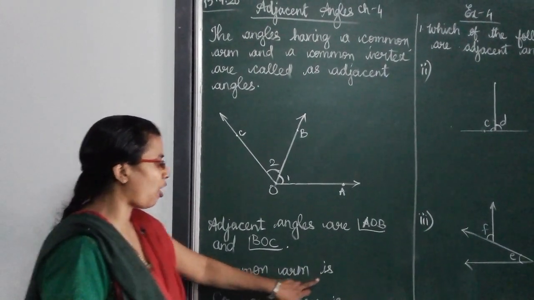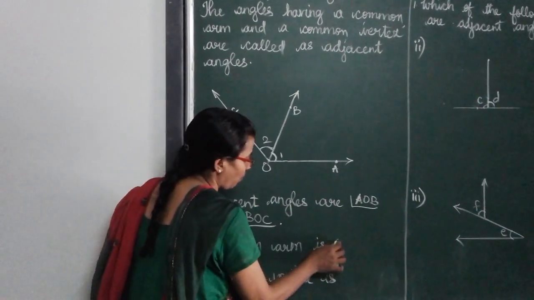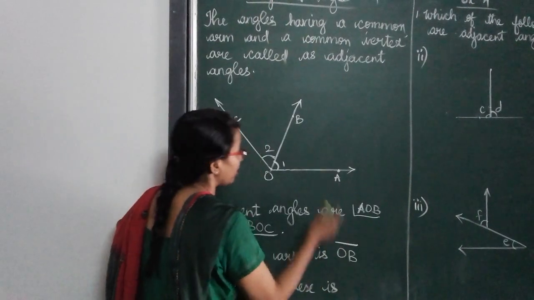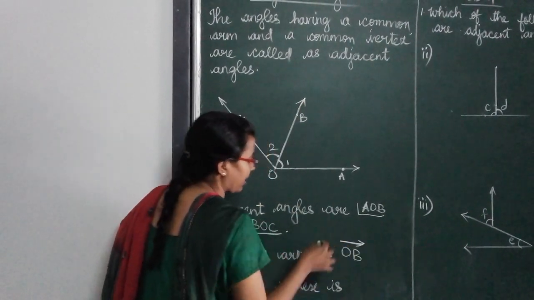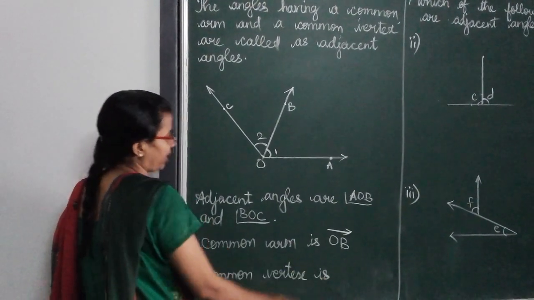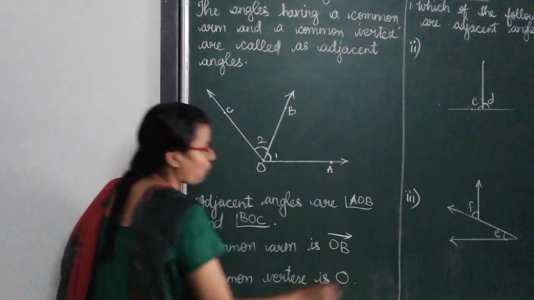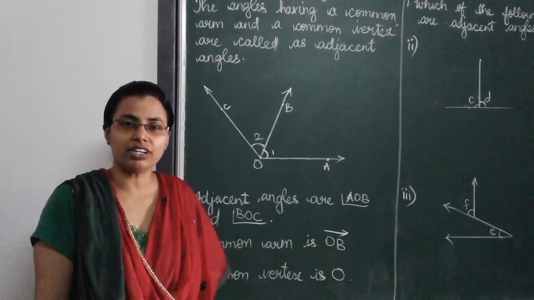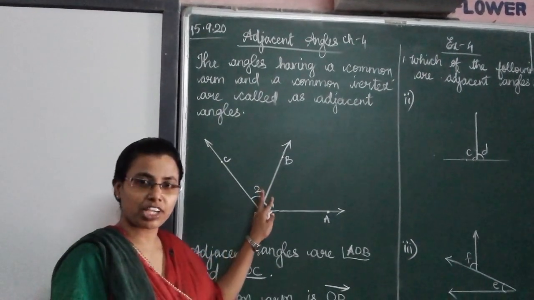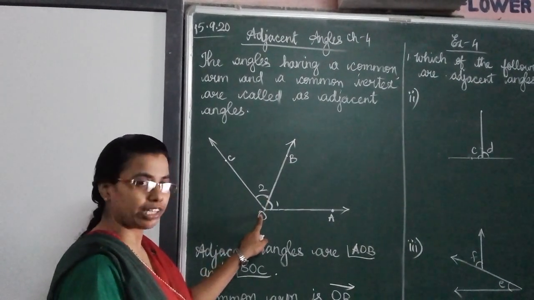Now let us see the common arm. What is the common arm here? OB. Is it a line or a ray or a line segment? Clearly it is visible. It's a ray. Represent the ray. Then write what is the common vertex. O is the common vertex. So adjacent angles are angles which are beside each other, which have a common arm and a common vertex.